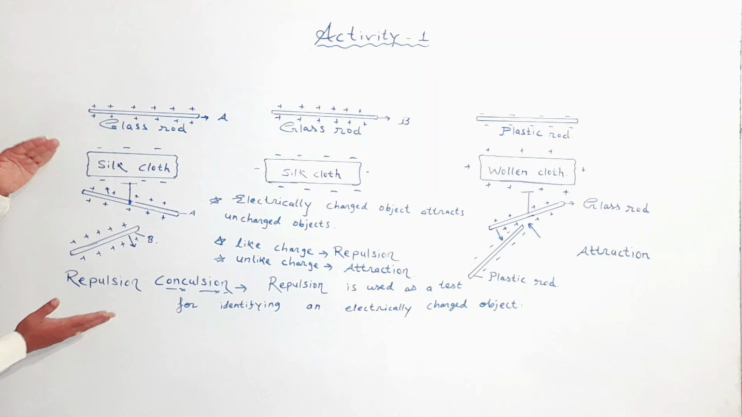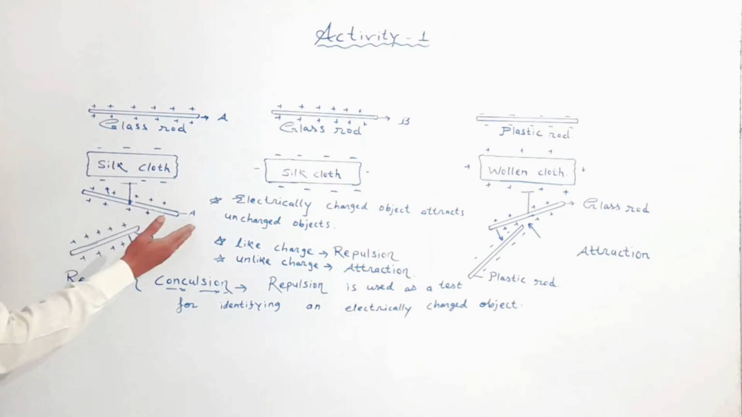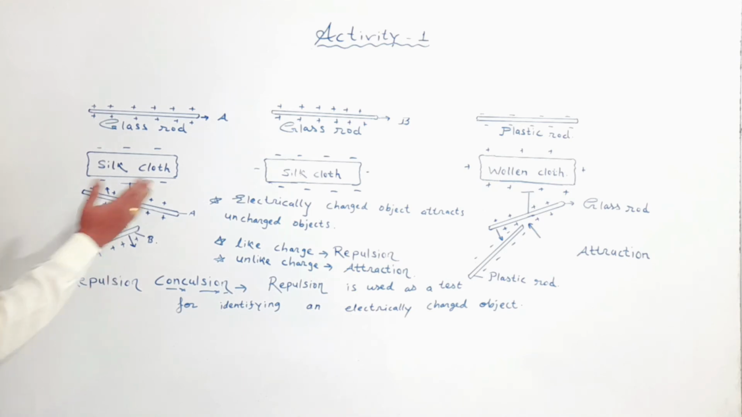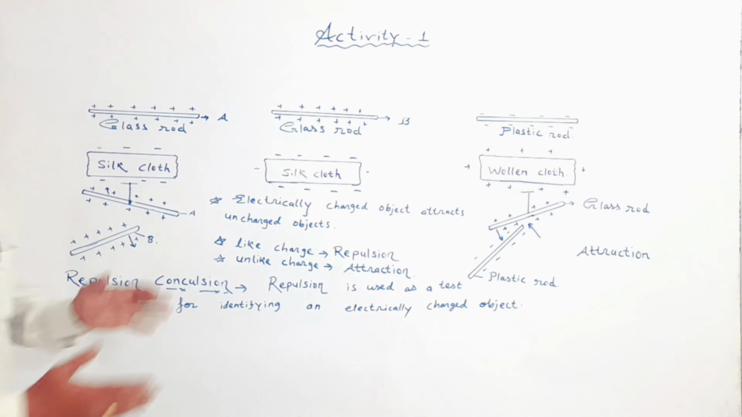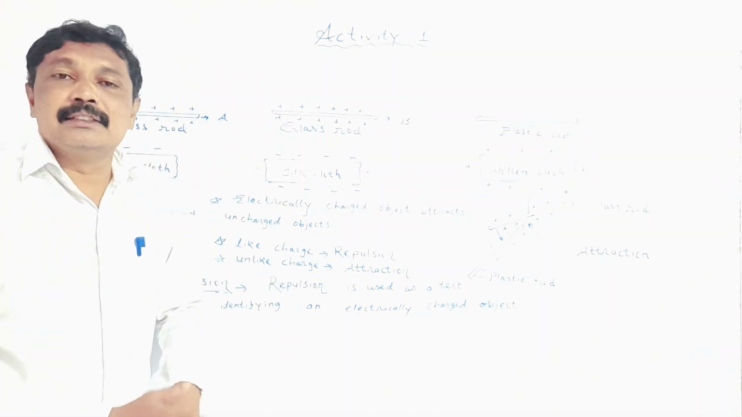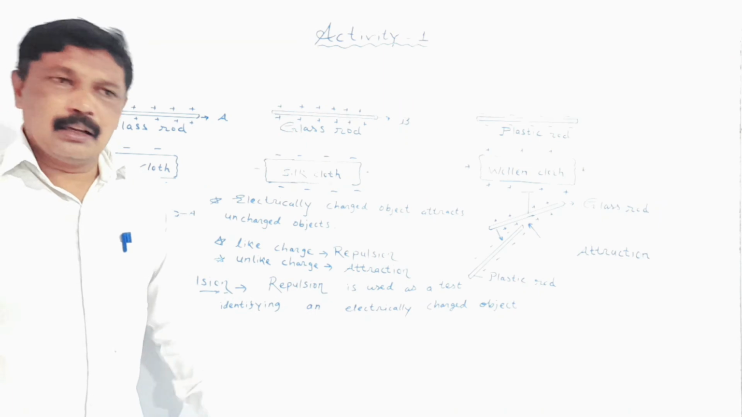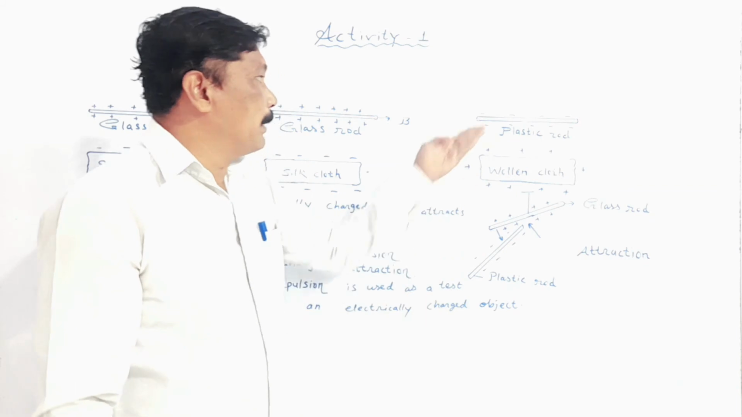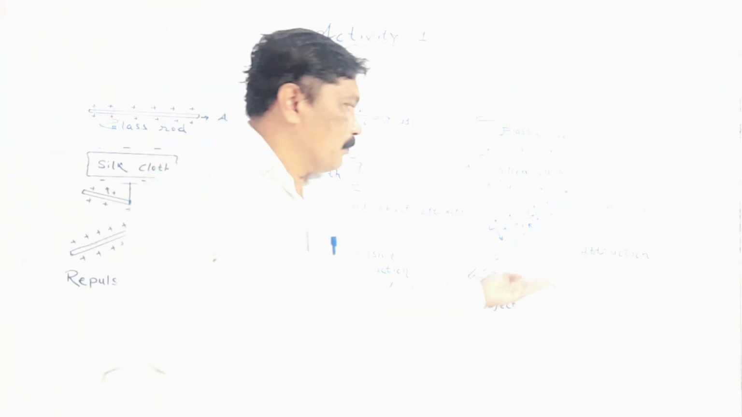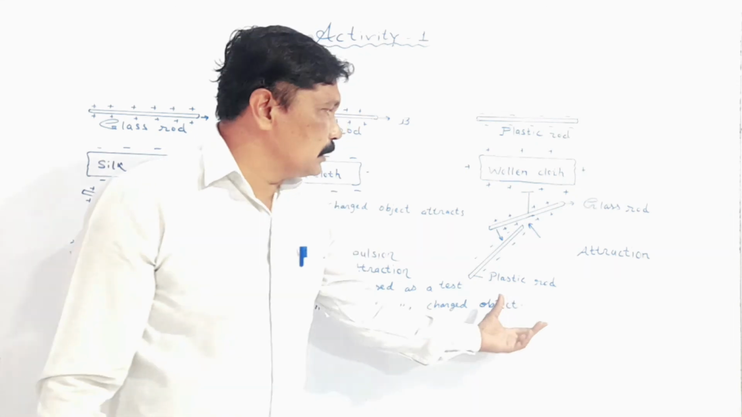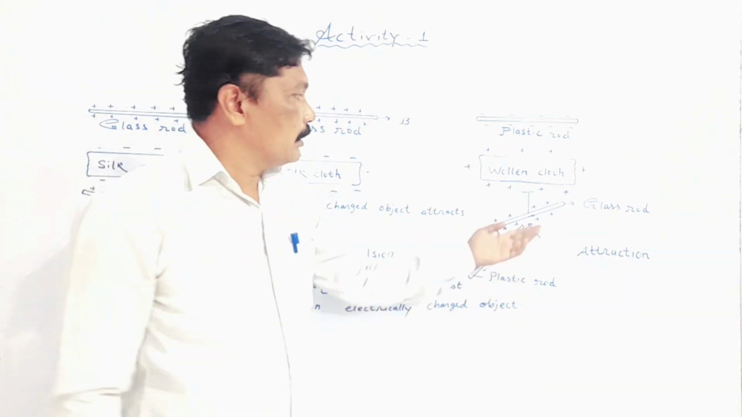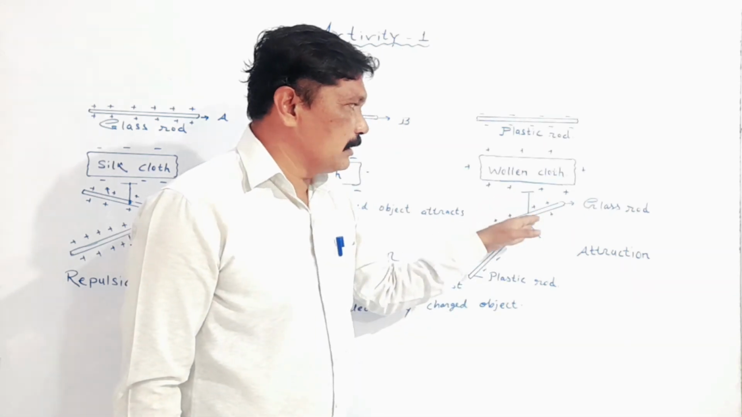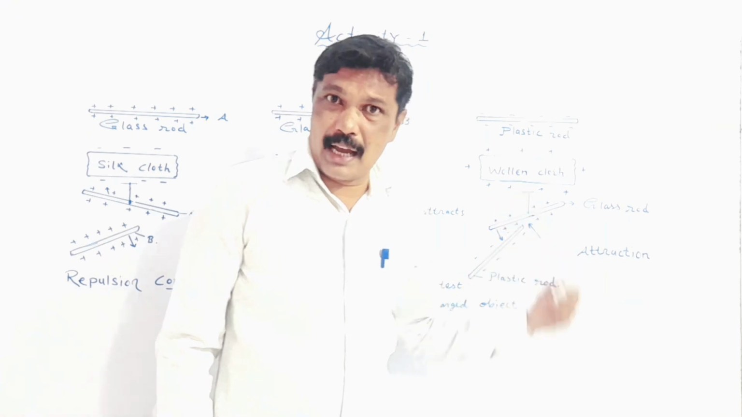Now my dear student, in the previous activity, what have we done? We brought two objects, say glass rod A and glass rod B, which had the same charge, that is positive, and we found that they move away from each other, means there is repulsion between them. Now what will we do? We will keep the glass rod as it is, and now we will bring the plastic rod near the glass rod. My dear student, in this diagram, you will see a glass rod which is suspended in the air by a thread, having positive charge.